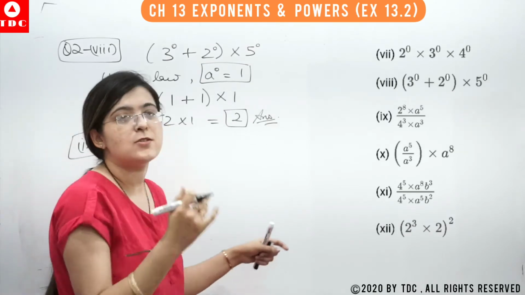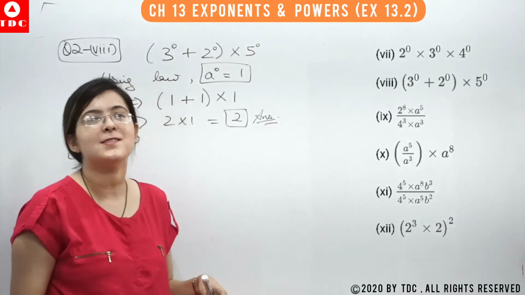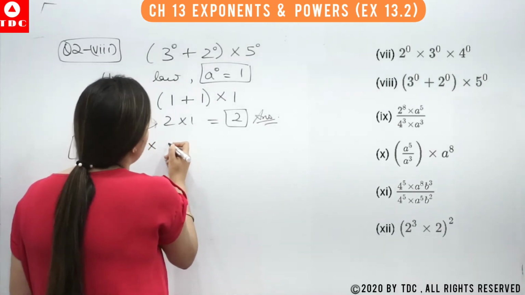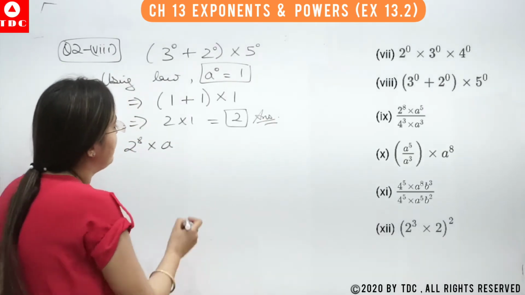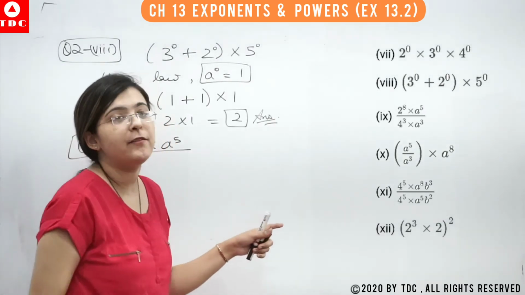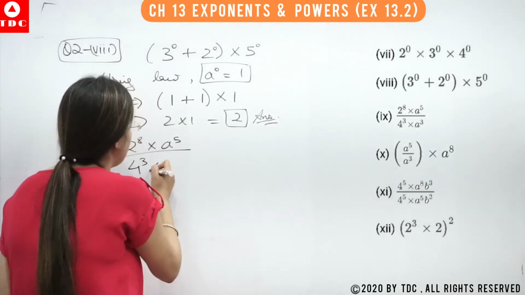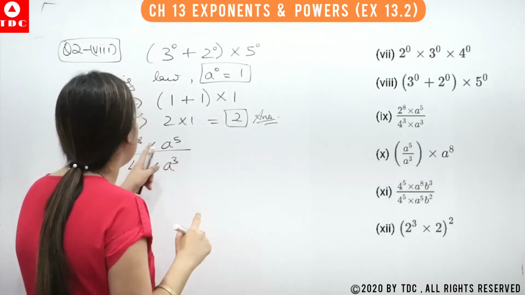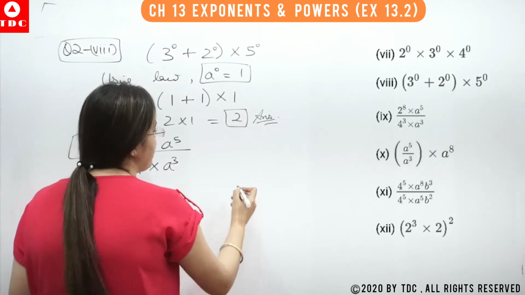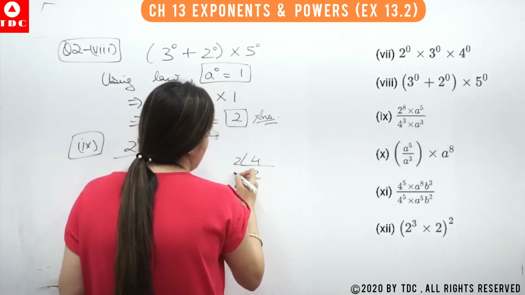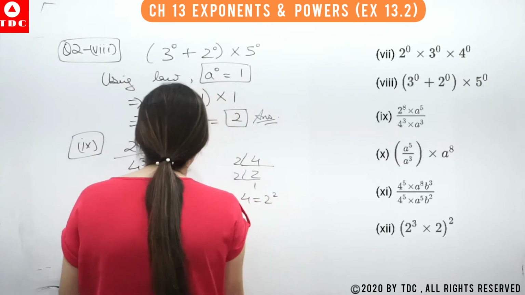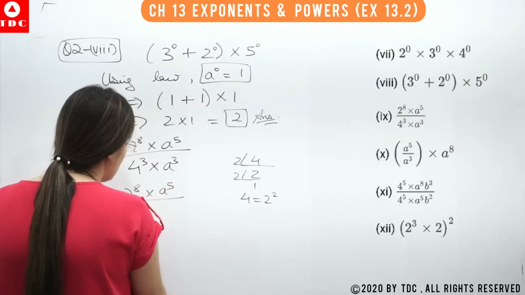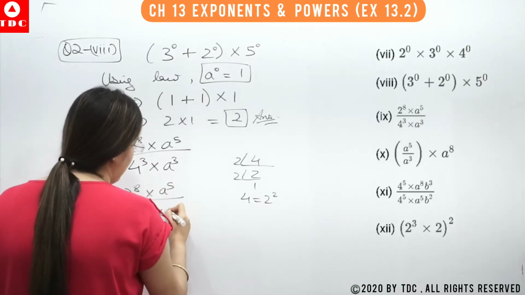In all these questions, students, you just have to put the identities and solve it. It is 2 to the power 8 into a to the power 5 upon 4 to the power 3 into a to the power 3. Now see, the base 4 is not prime. 4 could be written as 2 to the power 2. So let's write it down. 2 to the power 2, and this 3 is already there.